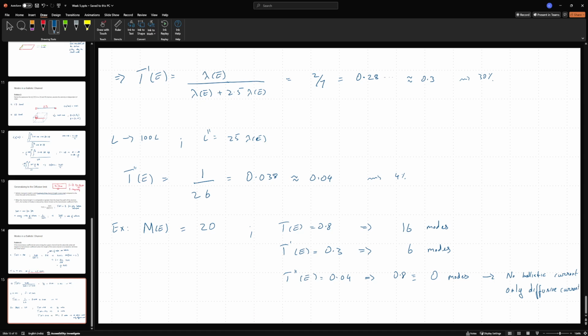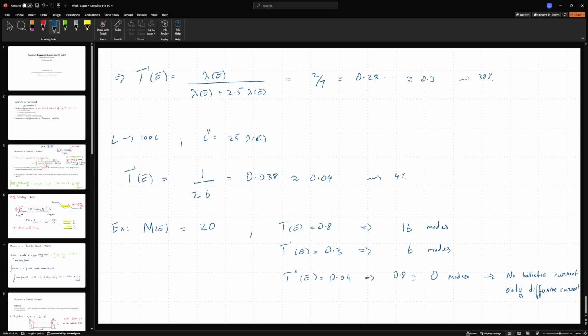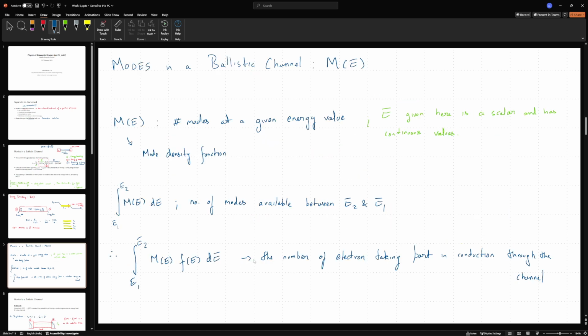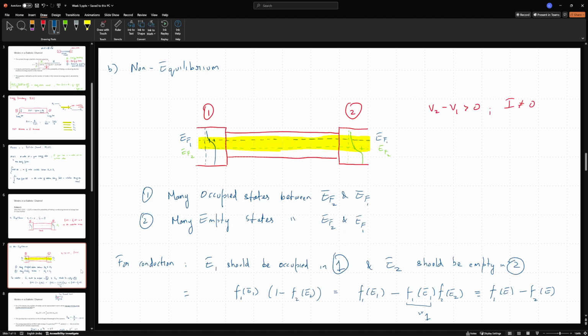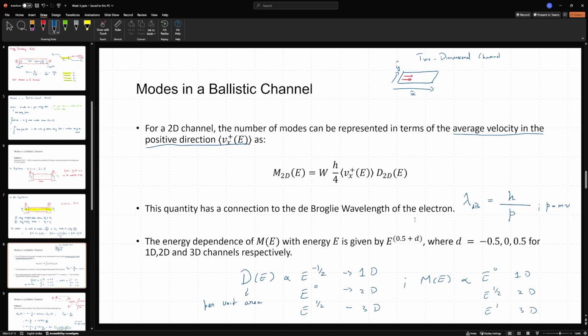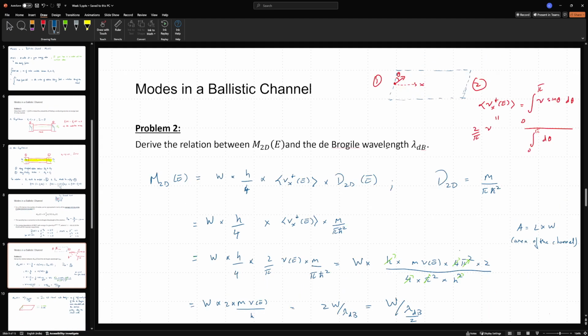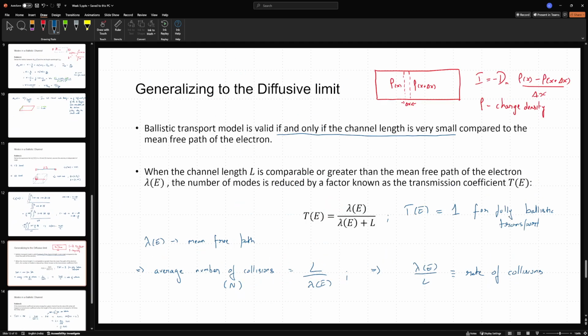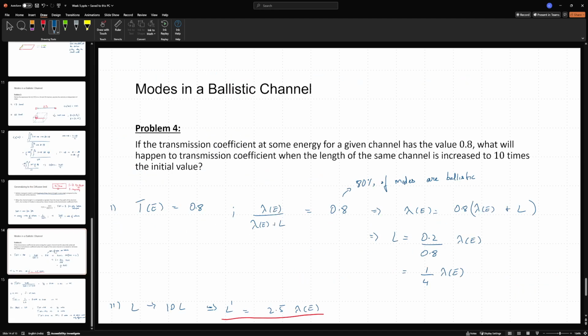So these are some basic numericals and basic concepts that we have looked at in today's session. The idea of modes has been introduced. We have given some physical picture also here for intuition, and then we have seen what impact the Fermi level or the Fermi distribution has on these things. We started with a basic expression for the mode density in a 2D channel and worked through its dependence on the de Broglie wavelength. Then we saw how to calculate the average velocity in the positive x direction. And we finished today's discussion with a brief problem on the transmission coefficient, which gives us the ratio of ballistic and diffusive conduction present in a channel.